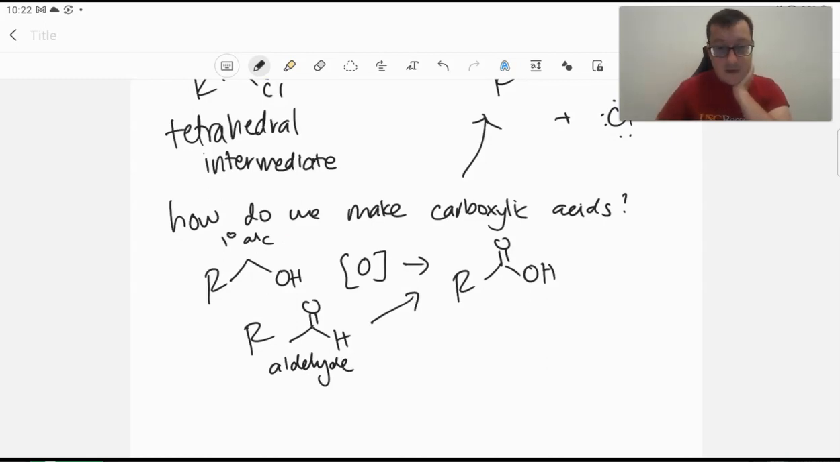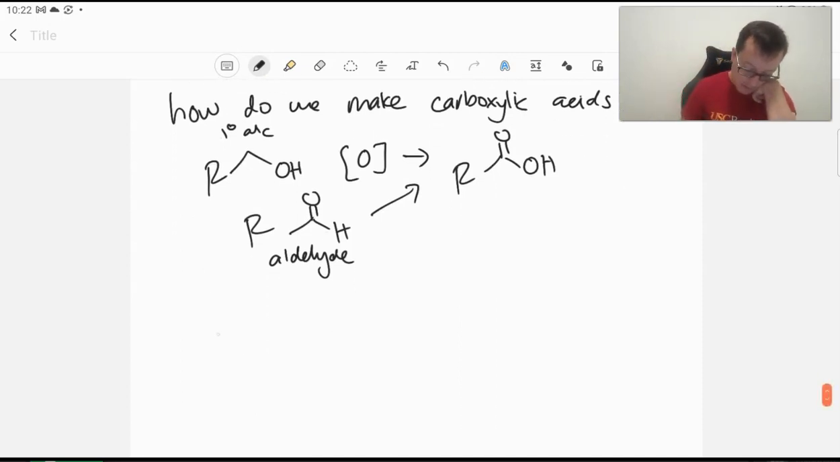We can use those, oxidize them. Typically you want strong oxidizing agents, chromates, permanganates, that sort of thing. Strong oxidizing agents will get you to the carboxylic acid. Peroxides will do that as well. So you know how to do that.